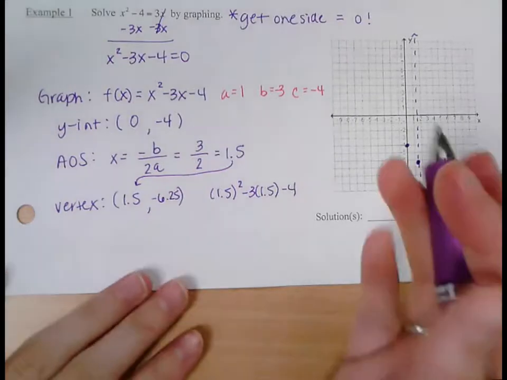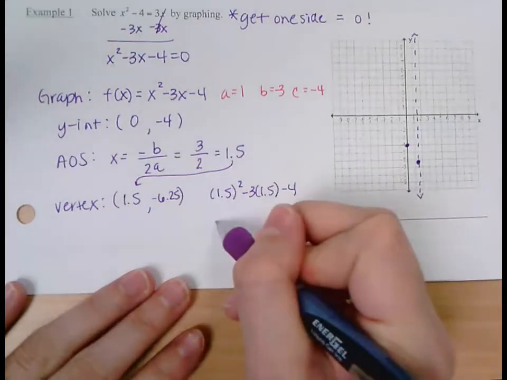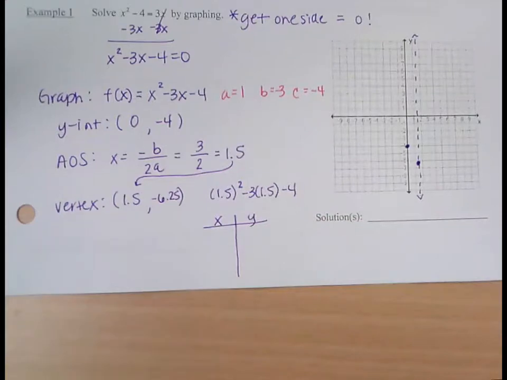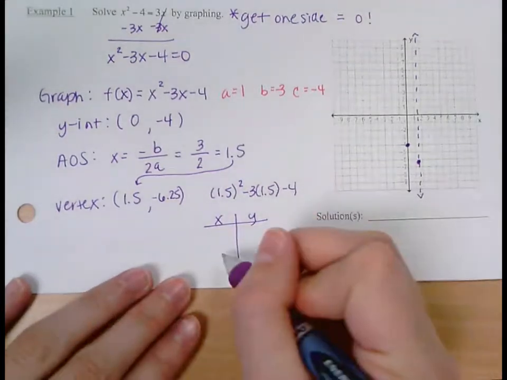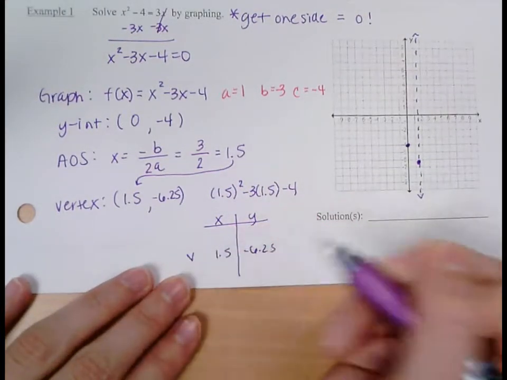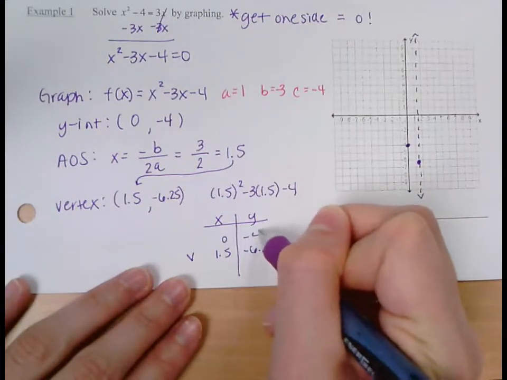And then I did say on Friday that making a table is up to you. It's not something where if you don't include a table on your homework quiz or on your regular quiz or test that I'm going to take off. I won't. But if it helps you organize your information, you can make it. So I know I have the vertex 1.5, negative 6.25, and then I have the y-intercept of 0, negative 4.